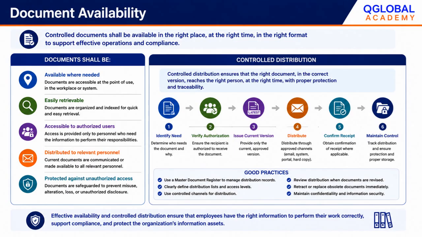The second requirement is that documents must be easily retrievable. This requires proper organization, indexing, and storage mechanisms. Documents should be structured in a way that allows quick identification and retrieval, minimizing delays and improving efficiency. The next requirement is that documents must be accessible to authorized users. Access control is essential to ensure that only personnel with defined responsibilities and permissions can view or use specific documents. This helps in maintaining confidentiality and preventing misuse.